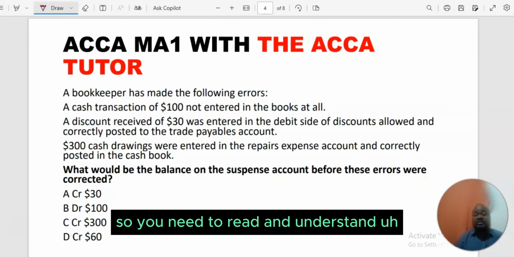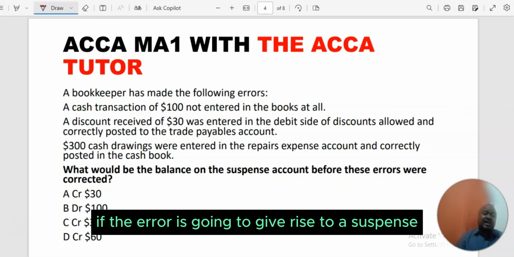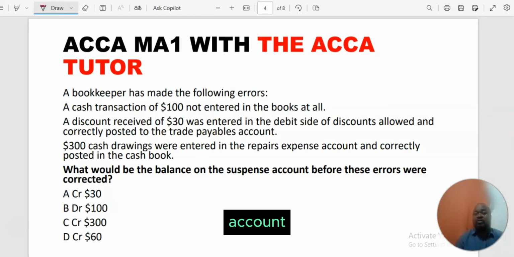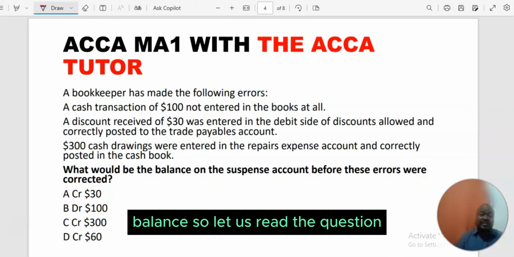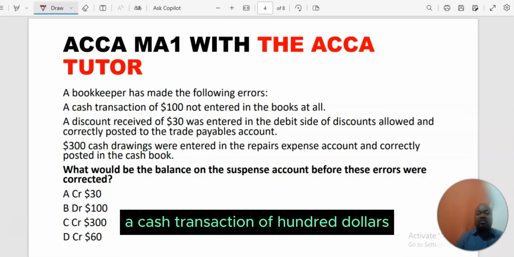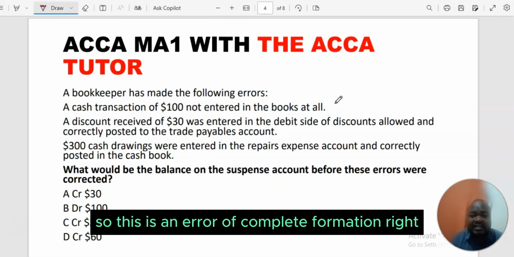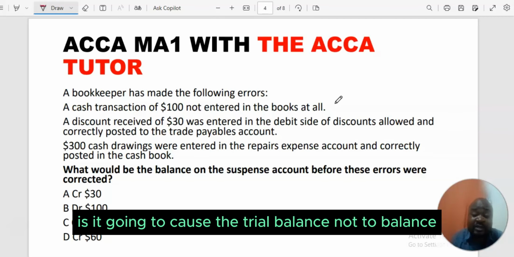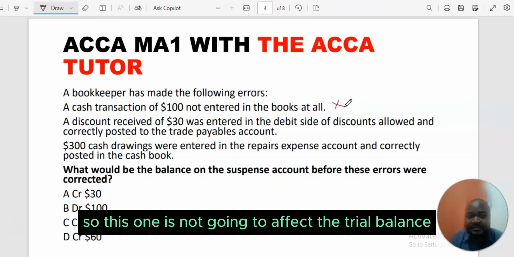So you need to read and understand based on the theory of errors affecting the trial balance to see if the error is going to give rise to a suspense account or a situation where the trial balance is not going to balance. So let us read the question. A bookkeeper has made the following errors. A cash transaction of $100 not entered in the books at all. So this is an error of complete omission, right? This one, is it going to cause the trial balance not to balance? Obviously not. So this one is not going to affect the trial balance.